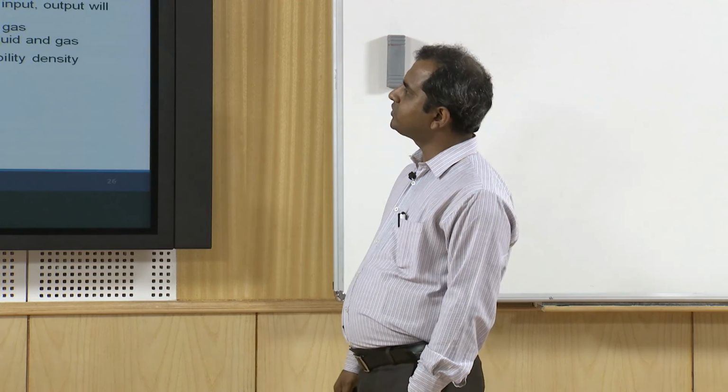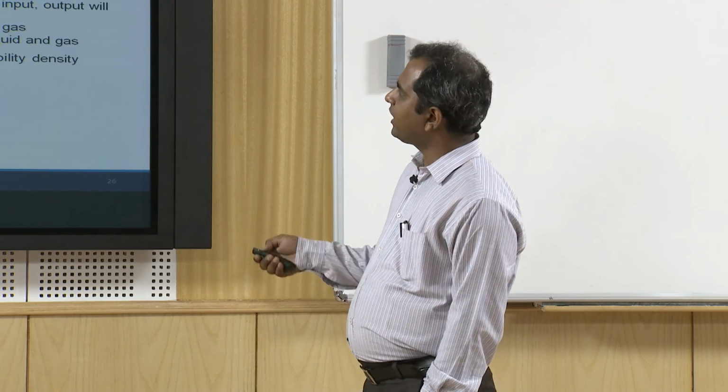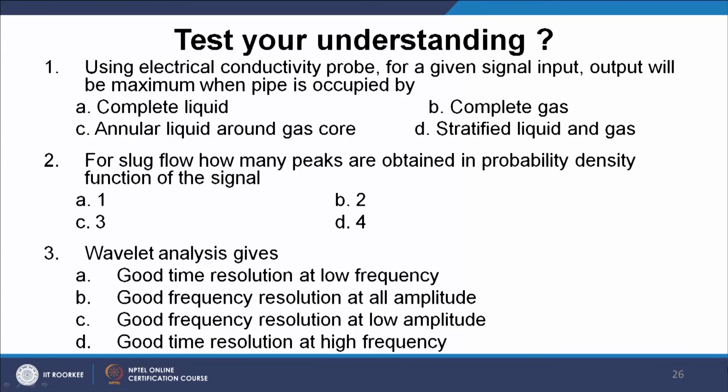We are having 3 questions over here. Using electrical conductivity probe for a given signal input, output will be maximum when the pipe is occupied by: the 4 options we are having are complete liquid, complete gas, annular liquid around gas core, and finally answer D is stratified liquid and gas. From the principle of the conductivity probe we can find out that the answer will be complete liquid.